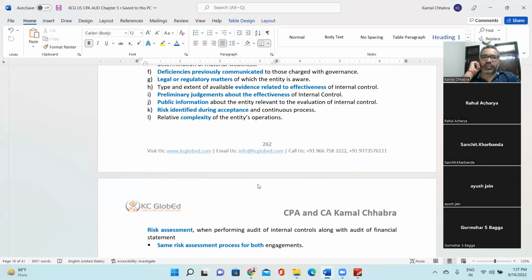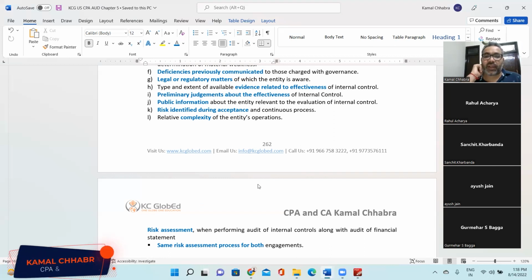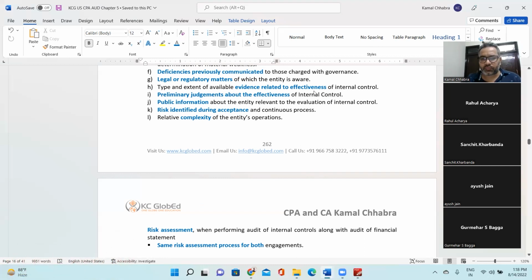Sixth point is deficiency previously communicated to those charged with governance. For example, in the previous year, you have identified any deficiency and you have communicated that to the management and those charged with governance. Have they improved or have they corrected those or not? That is also you need to evaluate. Legal or regulatory matters of which the entity is aware, type and extent of available evidence related to the effectiveness of internal control, preliminary judgment about the effectiveness of internal control.